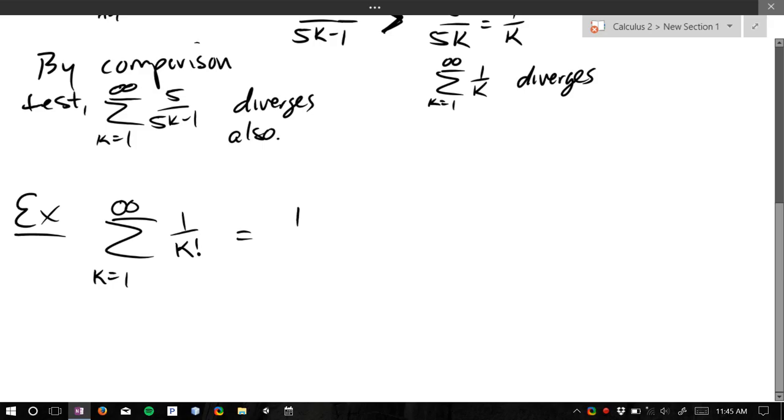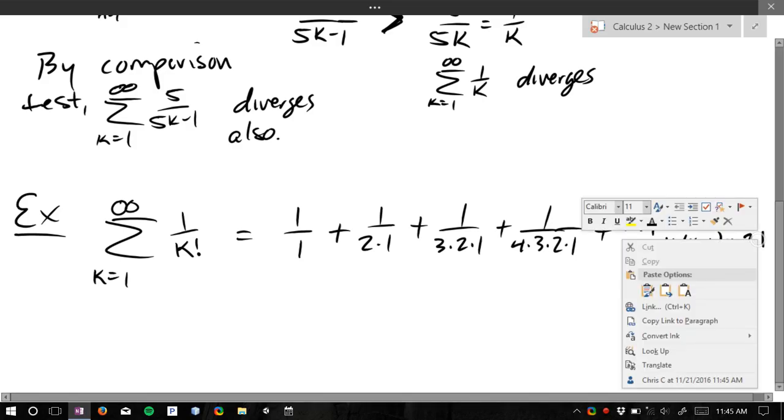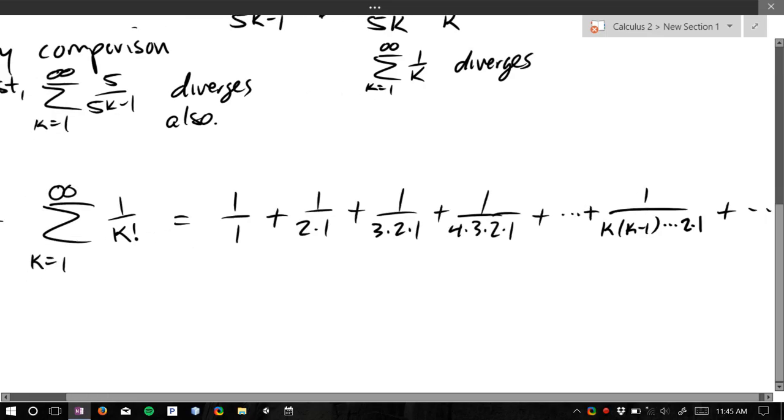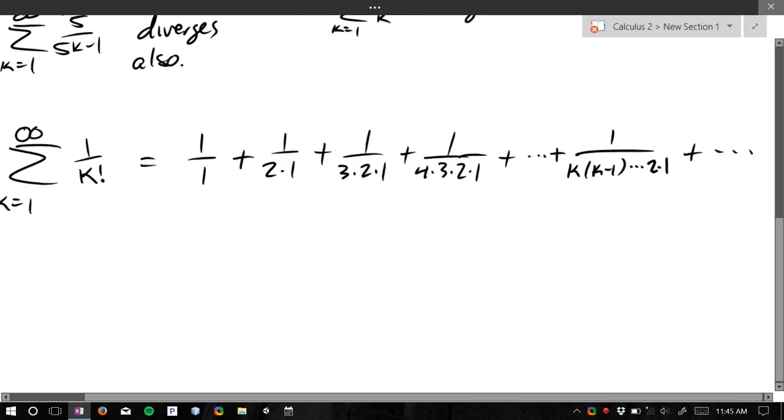So let's write out the first few terms. K is 1, we have 1 over 1. K is 2, 1 over 2 times 1. K is 3, 1 over 3 times 2 times 1, plus 1 over 4 times 3 times 2 times 1, plus. I'm going to write the kth term down: k times k minus 1 times 2 times 1. So you don't have to write the kth term down. I just wanted to give some idea of what it looks like. So I could write a_k as 1 over 2 times 3 times 4 times dot dot dot times k.